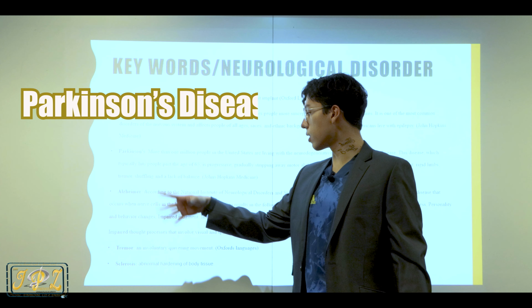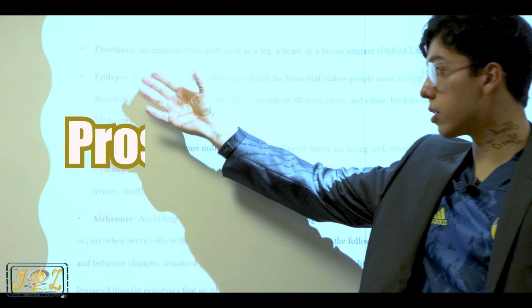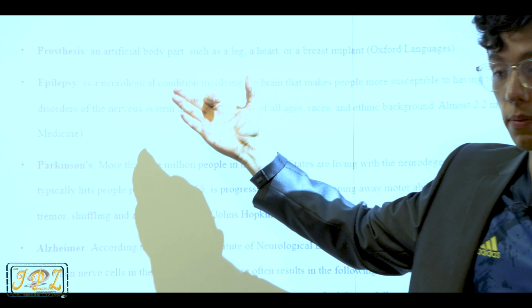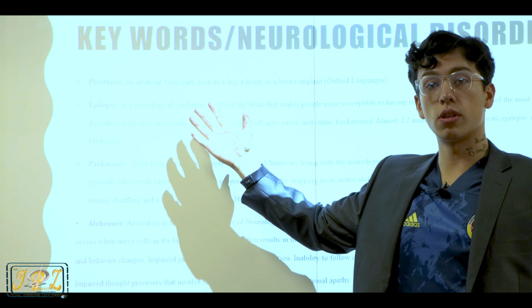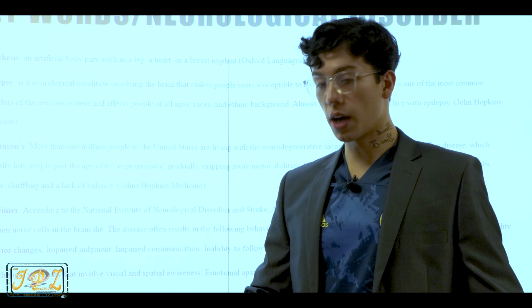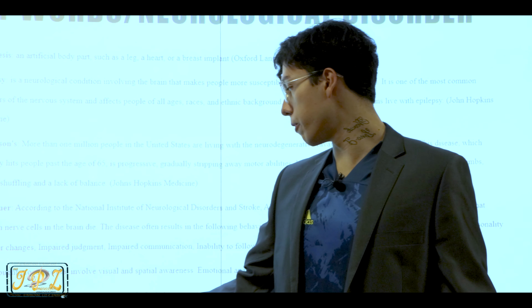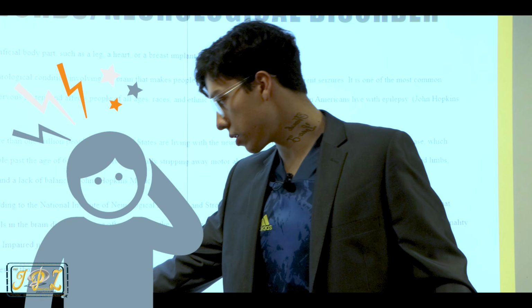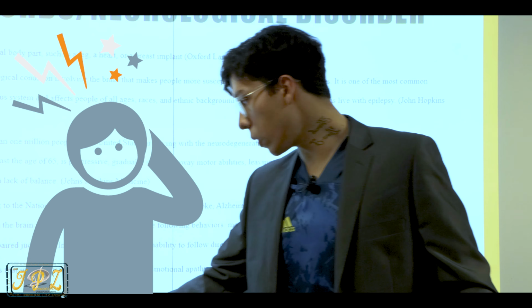We have Parkinson's, Alzheimer's. We have prosthesis, which is an artificial body part. This is used interchangeably with prosthetics, which is not the same thing. Prosthetics is the field that is in charge of engineering these prostheses. We also have tremors. That's what a Parkinson's disease patient undergoes. They are involuntary quivering movements. Then we have sclerosis, which means abnormal hardening of body tissues.